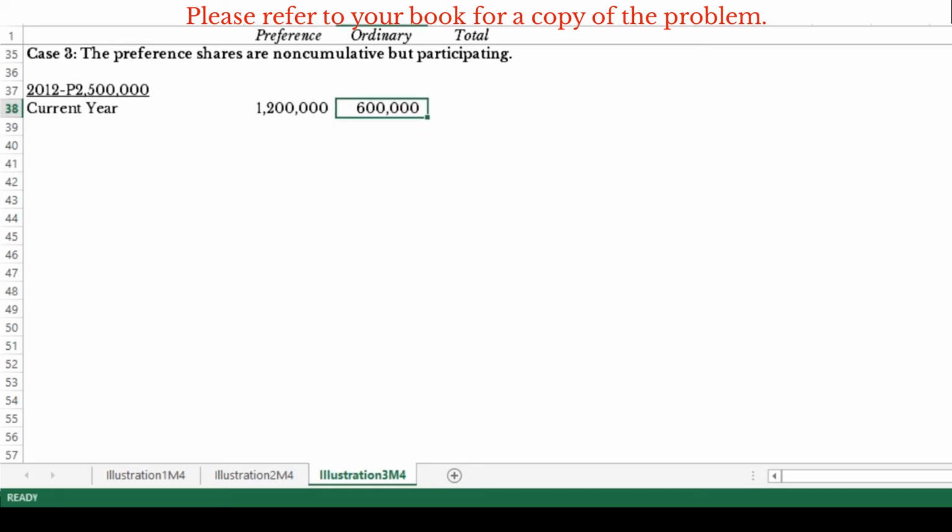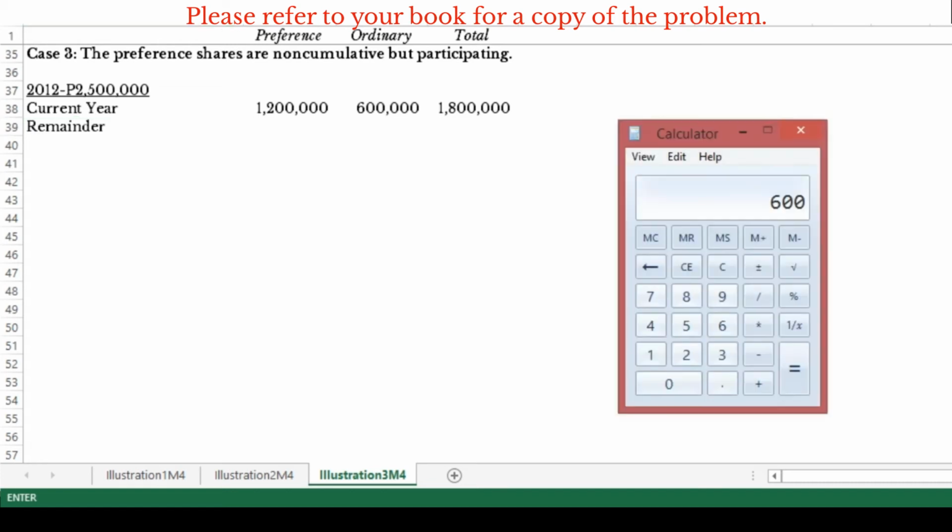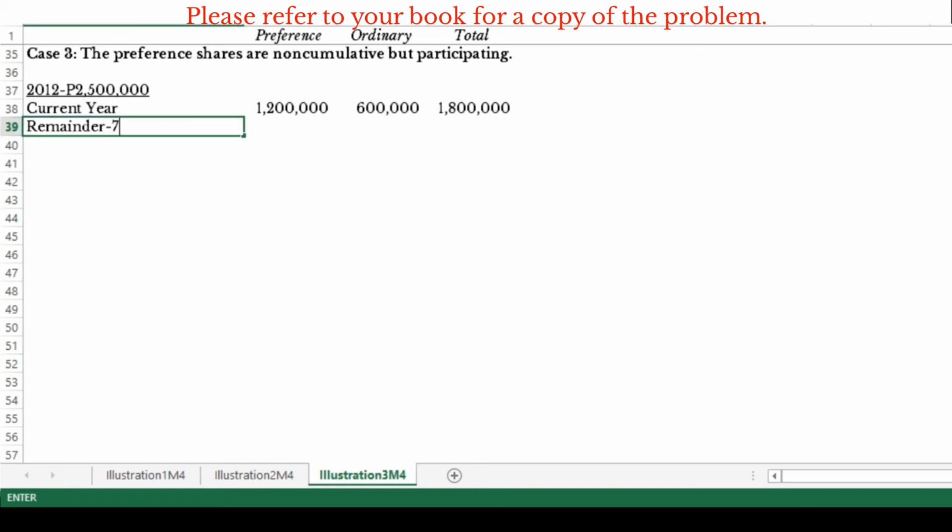Gagawin mo lang po ito pag participating yung shares. Okay? So, that would be total of 1.8 million. After that, di ba, yung remainder, which is how much? So, if we have 2.5 million na dineclare minus 1.8 million na nabayad na natin, we still have 700,000.